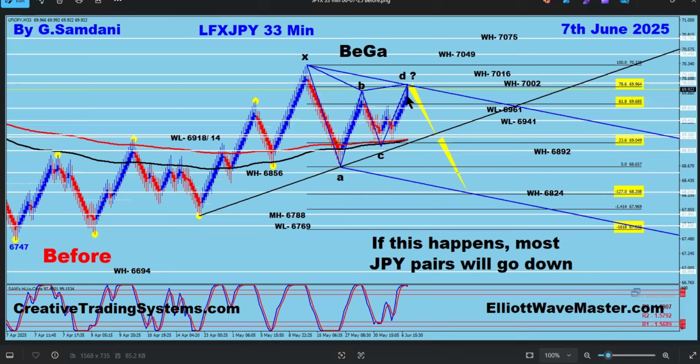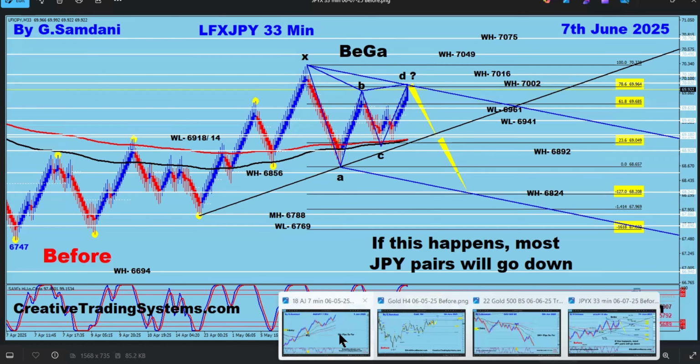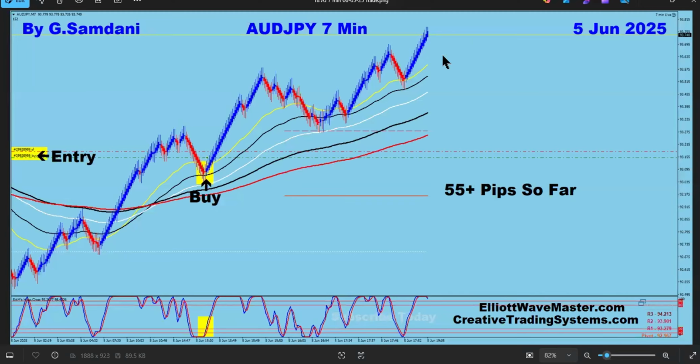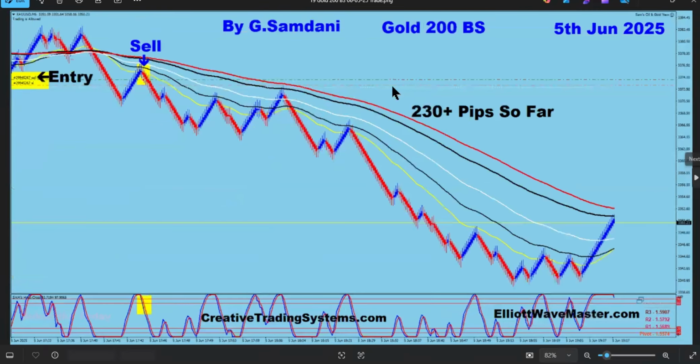If it is going to the upside, I look for long, and whenever I get long, that's it, you make the entry. Anyway, let's go back to this. See, it was going to the upside, long, long, long. Nice entry here, entry here, entry here. But anyway, 55 pips. This one, gold going down, beautiful entry here, all the way to 230.